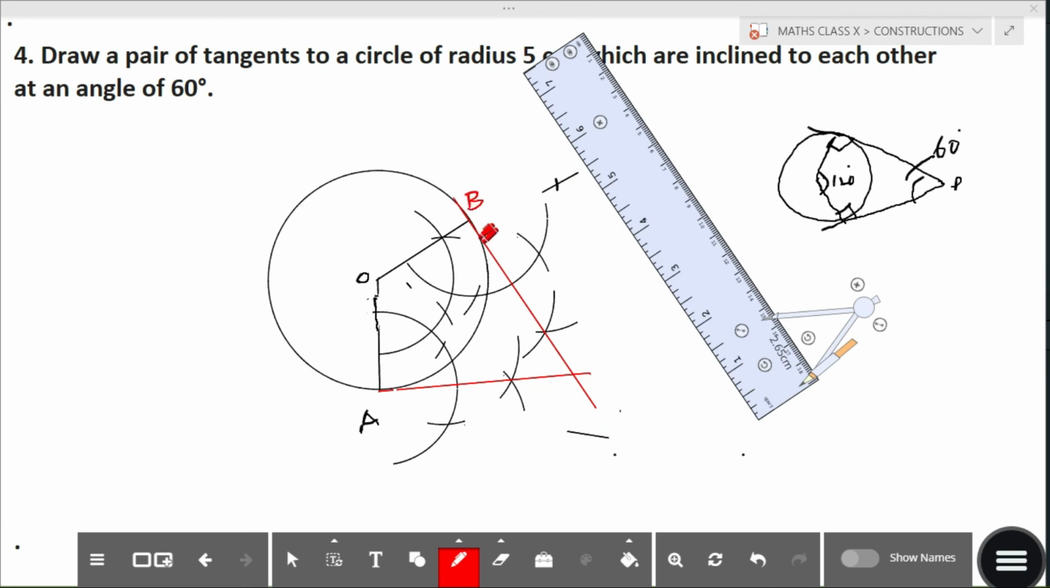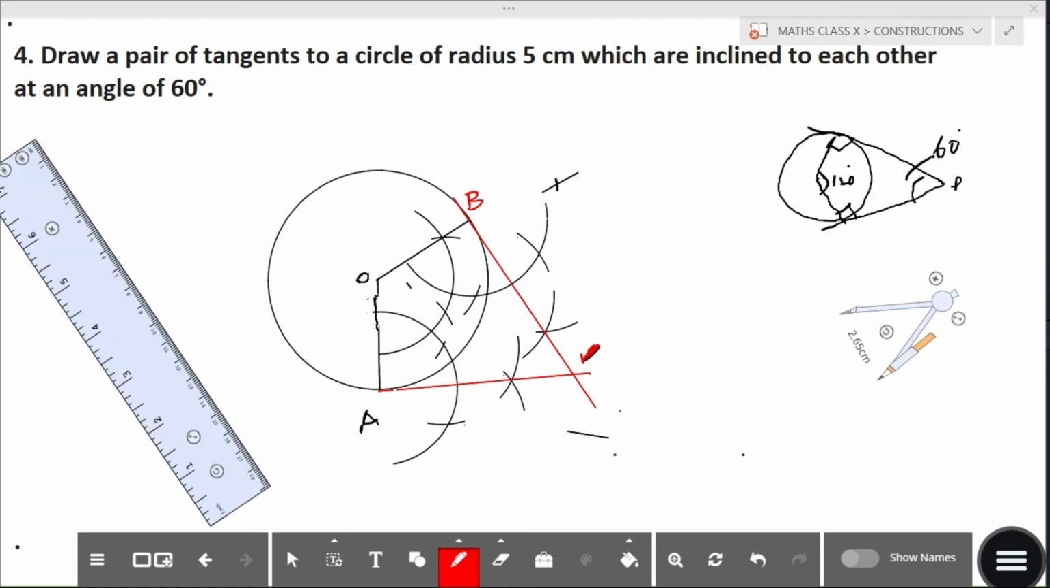At this point B, this is one tangent, and from point A this is another tangent, and both tangents intersect at the point P. So this point P is the point outside the circle from where the two tangents PA and PB are drawn, and the angle between these two automatically becomes 60 degrees. Because we have constructed 120 degrees, and this is 90 degrees, this is 90 degrees, it automatically becomes 60 degrees. So the required tangents are PA and PB.